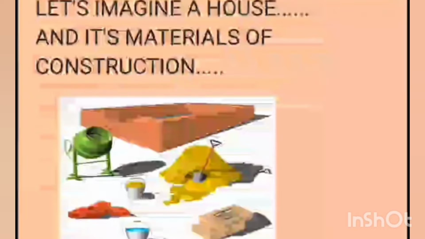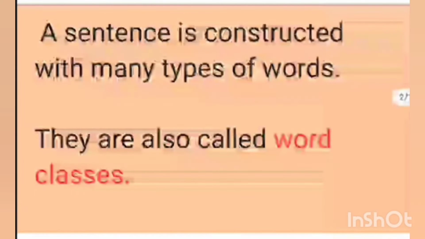Now, we can compare this house to a sentence of English, as to how these materials contribute to the construction of a building. Likewise, a sentence is created using several types of words. So as we mentioned, a sentence is constructed with many types of words, and these words are known as the word classes, otherwise known as parts of speech.